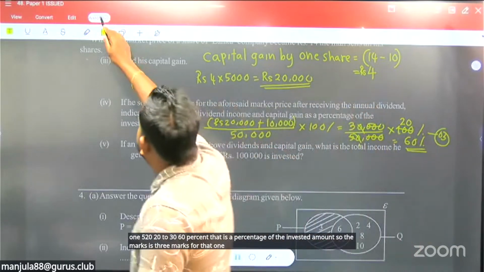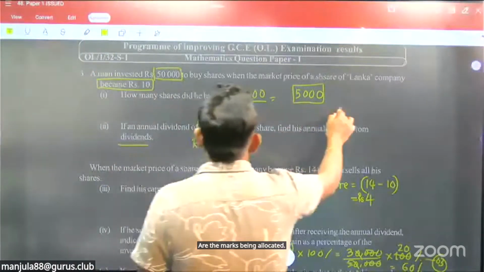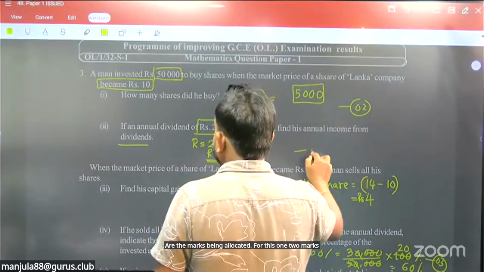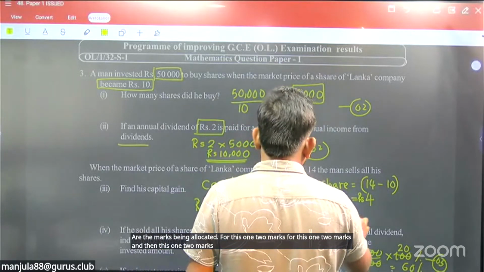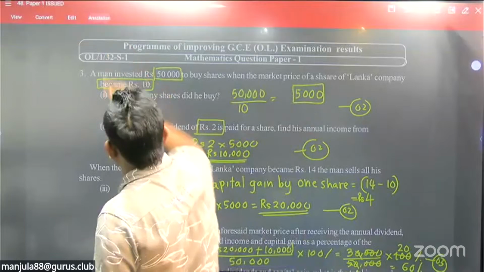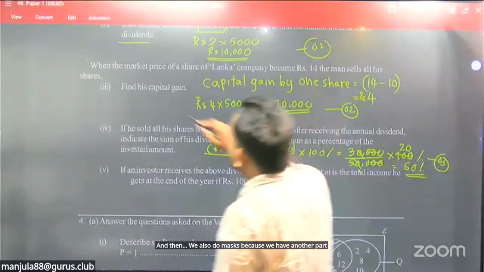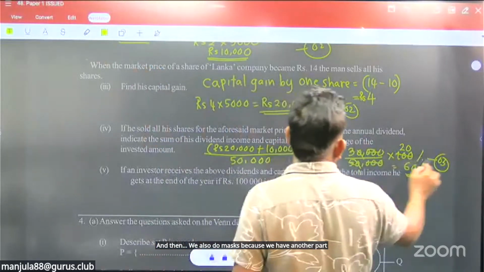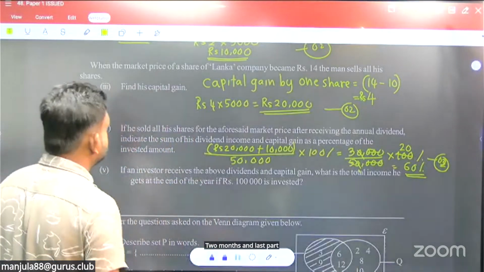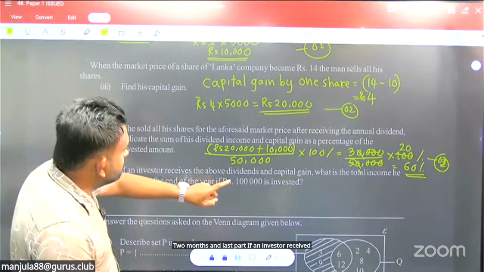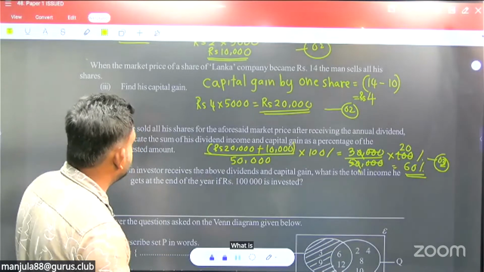Okay. How are the marks being allocated? For this one 2 marks, for this one 2 marks, and then this one 2 marks, and then here also 2 marks, because we have another part, 2 marks. And the last part: if an investor received the above dividend and capital gain, what is the total income he gets at the end of the year?